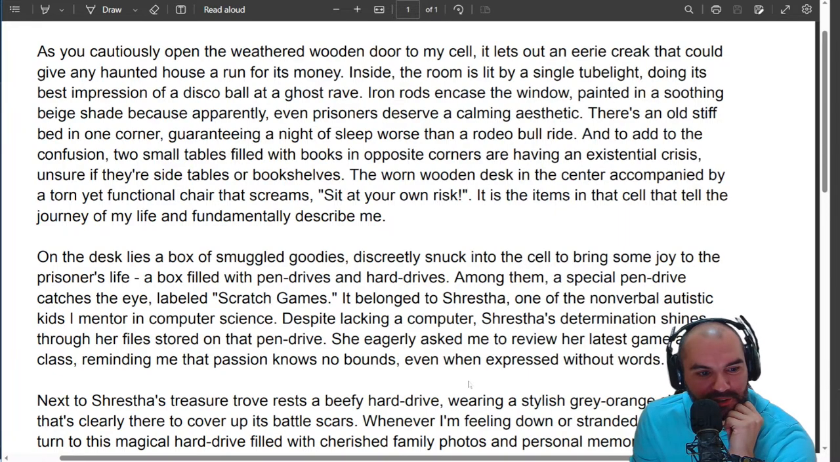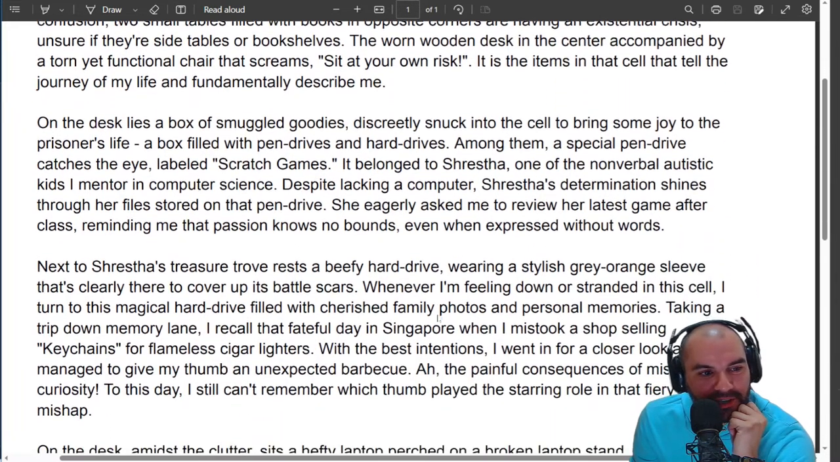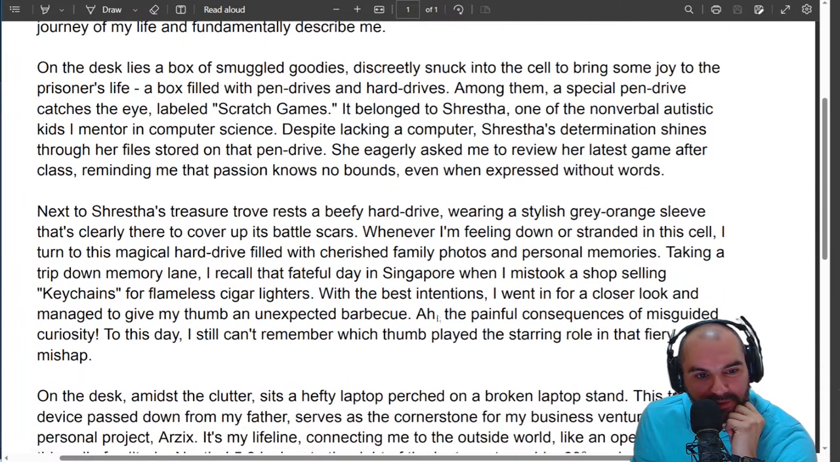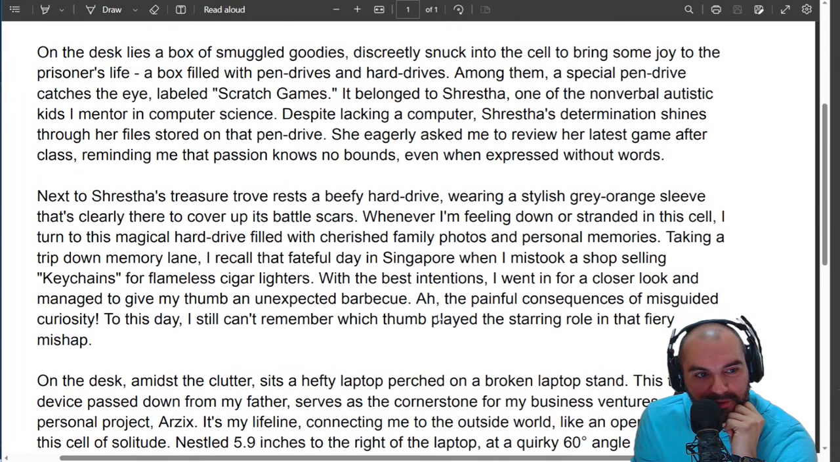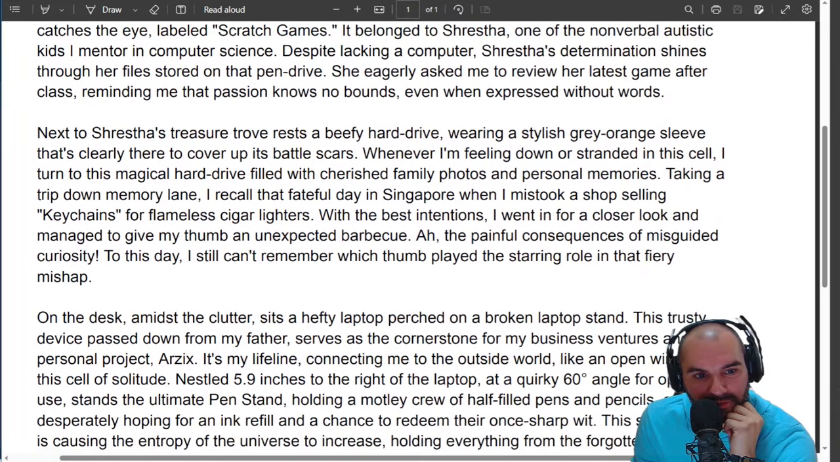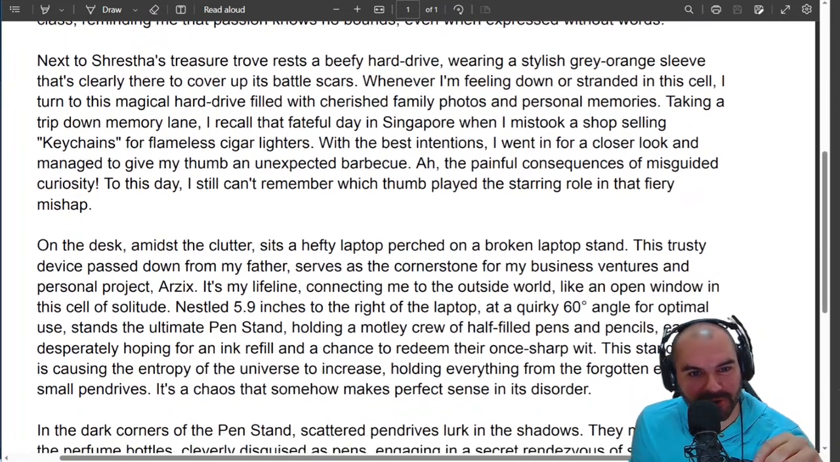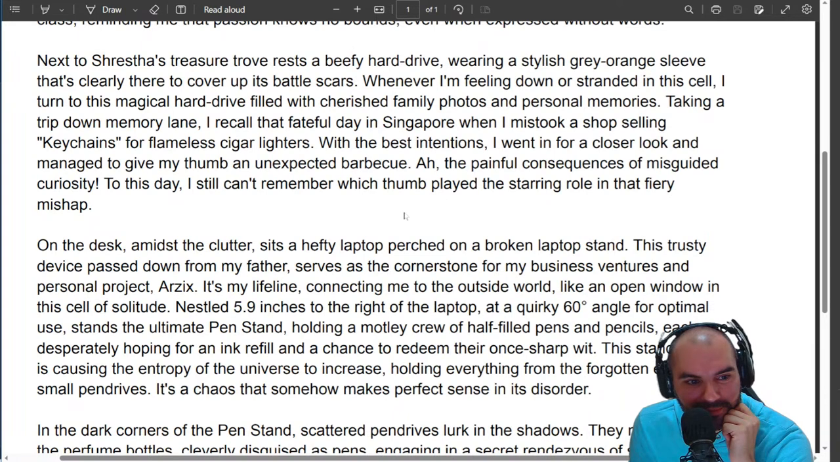But yeah, this is interesting. Okay. So, a box of smuggled goodies, a box with pen drives and hard drives, scratch games. Huh. Okay. Yeah, beefy hard drive. All right. Keychains for flameless cigar lighters.